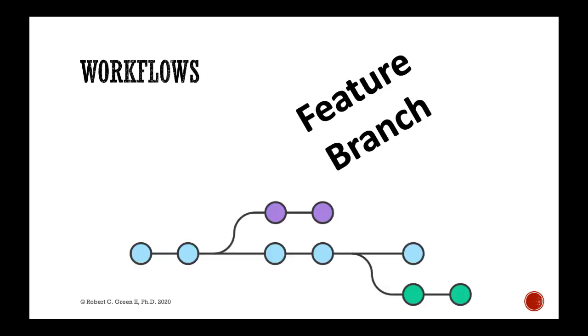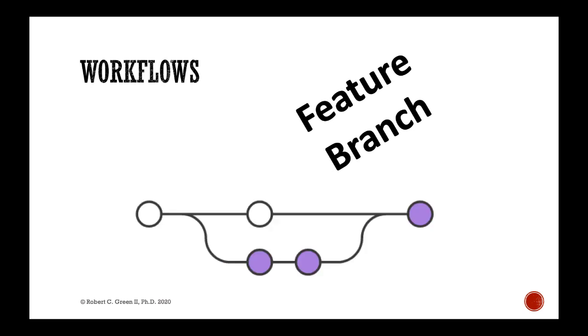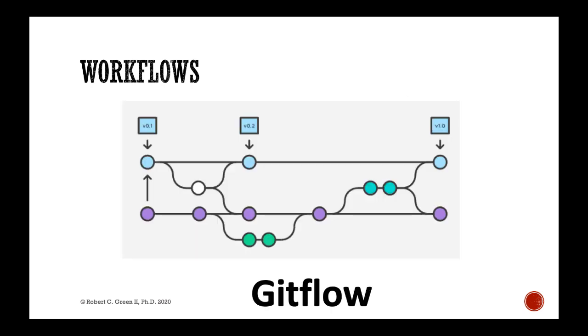The other type is called feature branch. In feature branch workflows, what you do is you create a branch for every feature you work on. Once you complete that feature, you merge it back into the master branch. Okay, that tends to look something like this. And then we get onto something more involved.